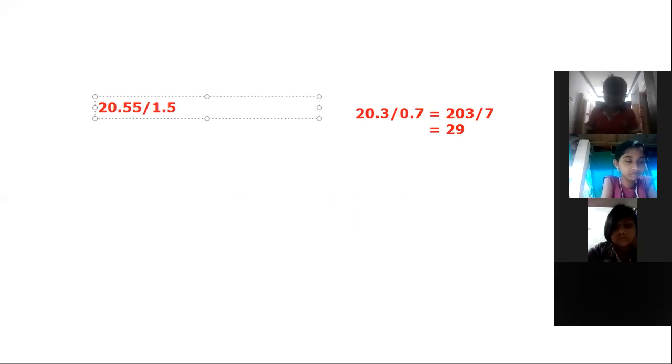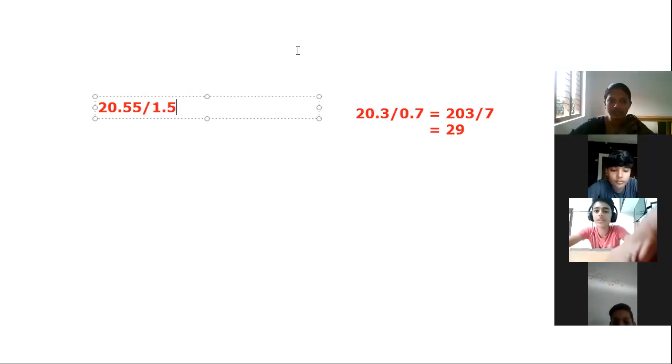Then look at the numerator and denominator. What about the number of digits after the decimal point in both numerator and denominator? That is different. It is not the same. Because in the numerator there are 2 digits after the decimal point, and in the denominator there is only 1 digit. Then what do we have to do here?